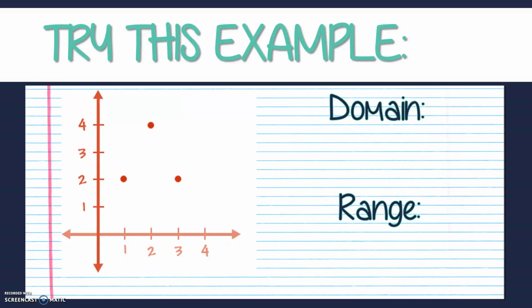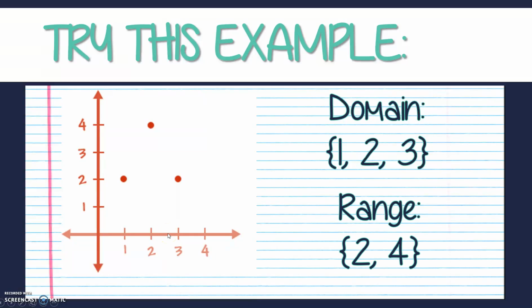So for the domain in this one, again, we're looking at our x values. You should have gotten the numbers 1, 2, and 3, because this is above the number 1, that's the leftmost. This is above the 2, and this is above the 3. The range would be the numbers 2 and 4. This is a repeated value, so we don't need to write it twice, but they line up with the number 2. That's our lowest point, and our highest point is the number 4.